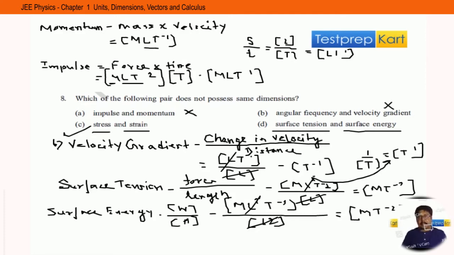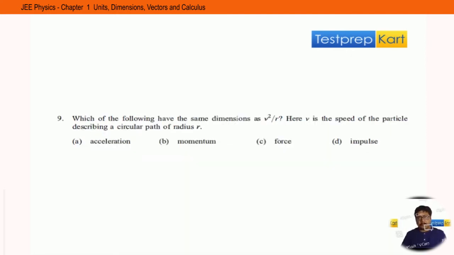When you practice it more and more, definitely you can easily understand many things. By the way, I am going to the next question now. Which of the following have the same dimensions as v square by r? So it is v square by r. What is v? Here v is written as the speed of the particle describing a circular path of radius r.